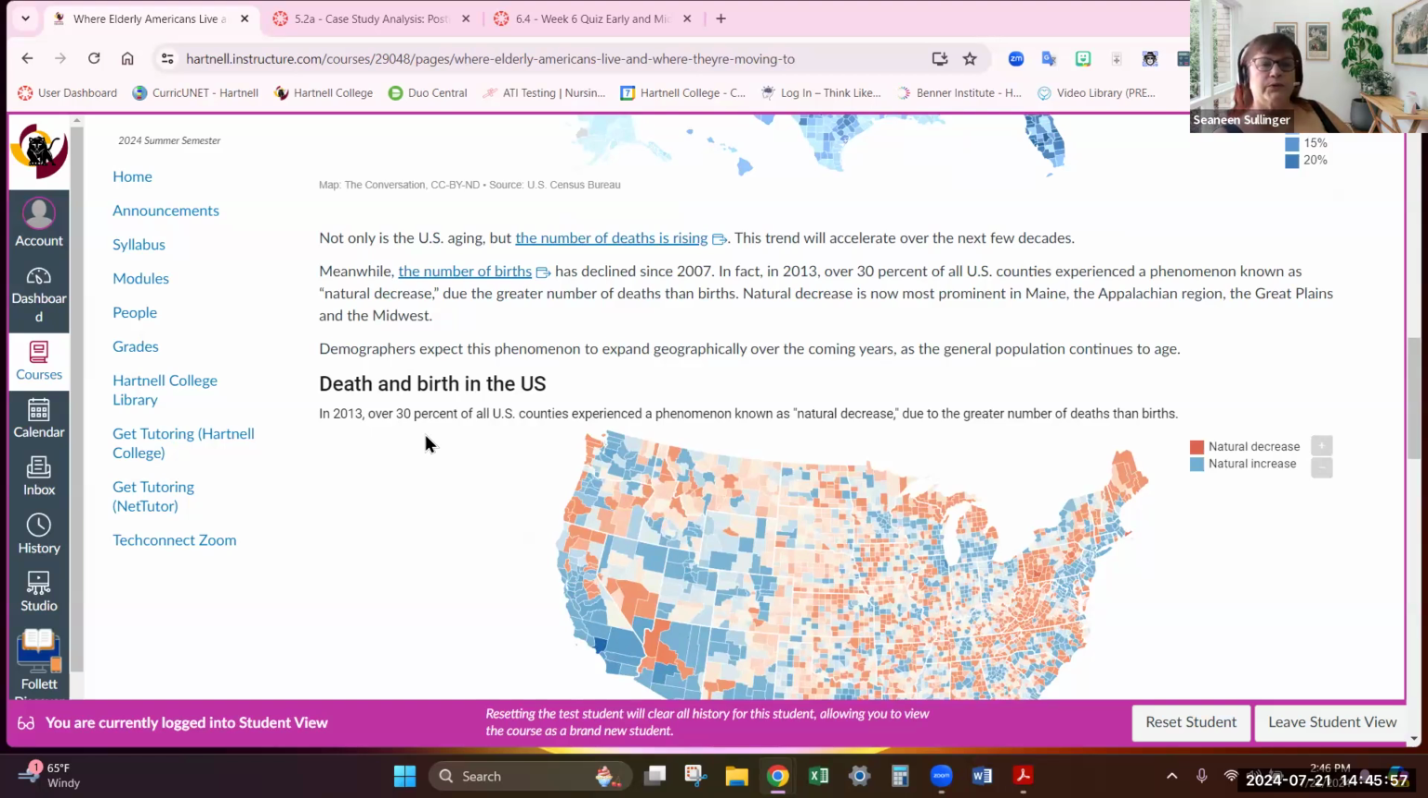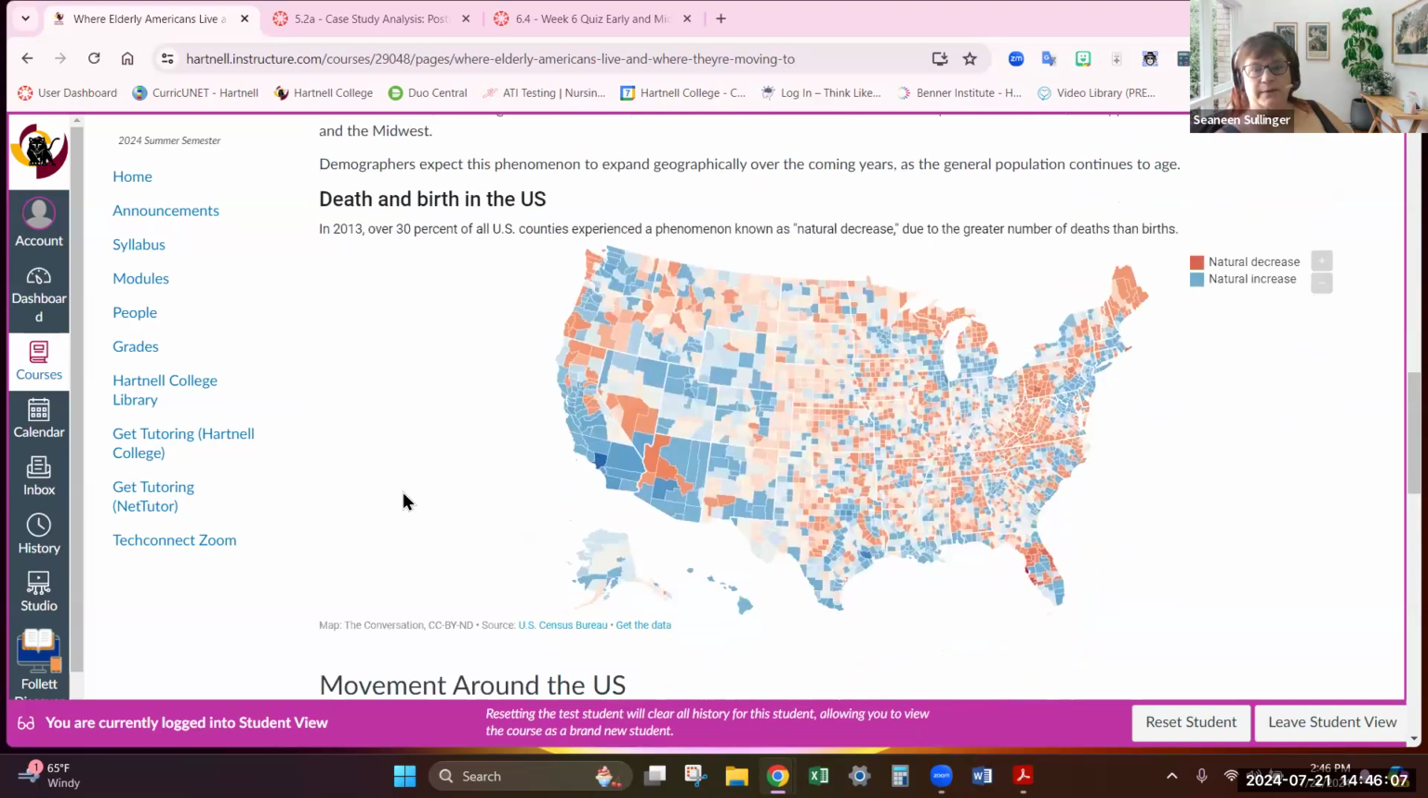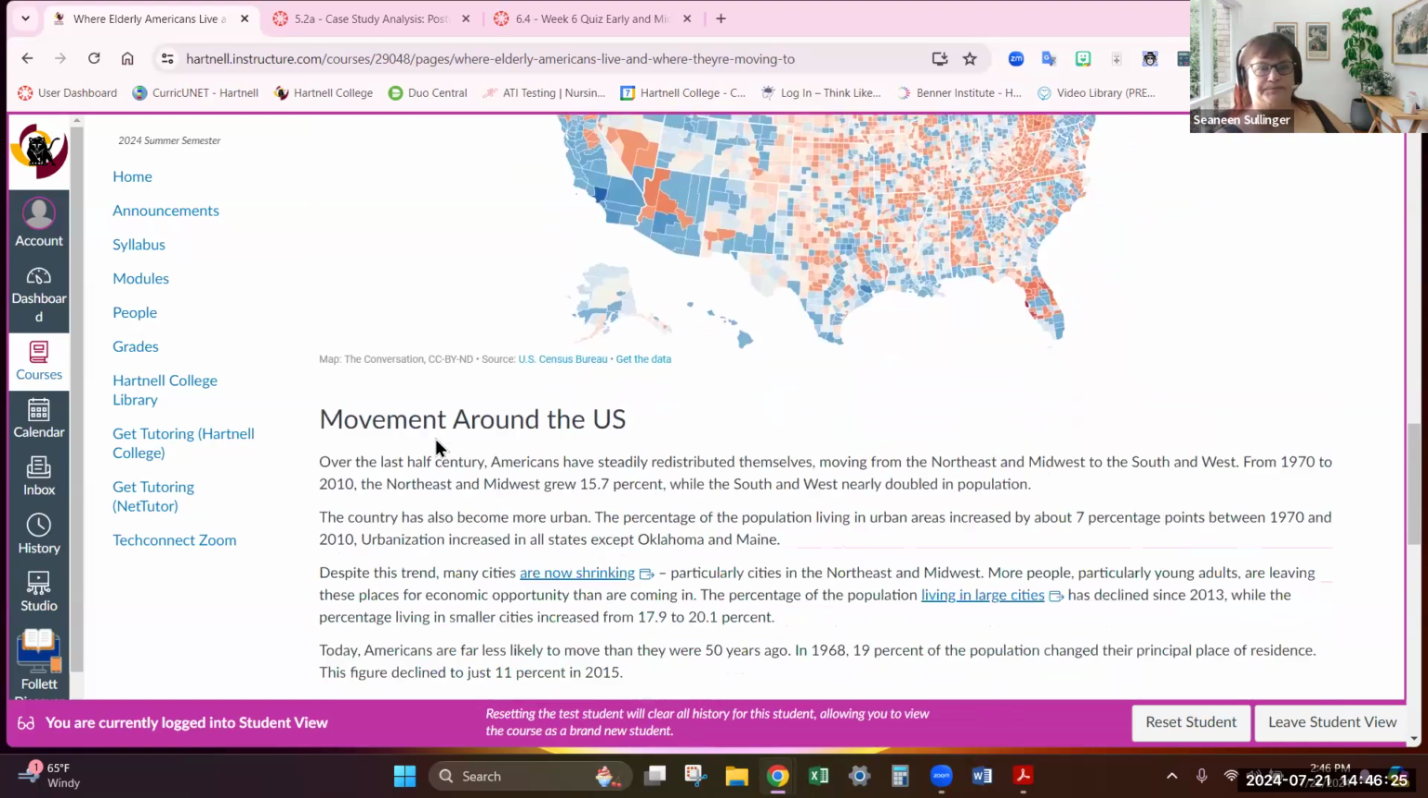But in 2013, over 30% of all U.S. counties experienced a phenomenon known as natural decrease, due to greater numbers of deaths than births. One of the things that I'm hearing from my kids is they don't necessarily want to bring children into the way the world is right now, so they're not planning on having children. I'm blessed with one granddaughter. I might have more grandchildren at some point, but this shows those percentages.